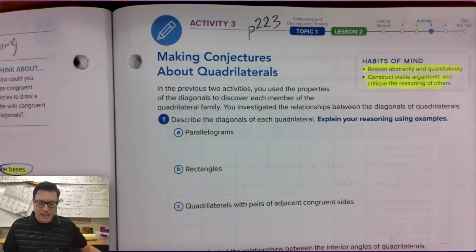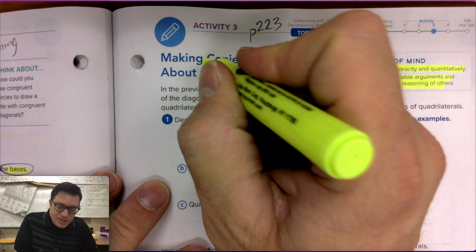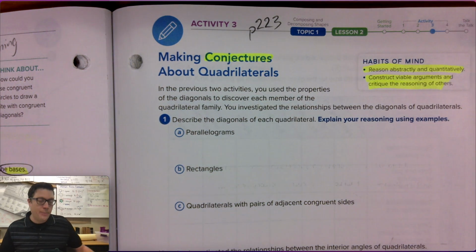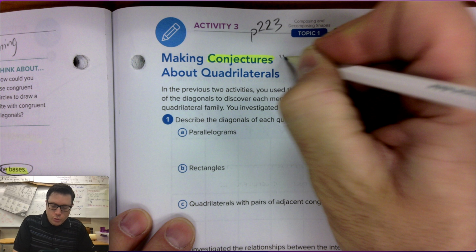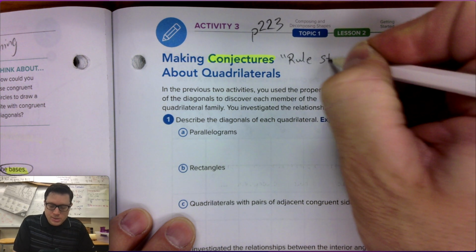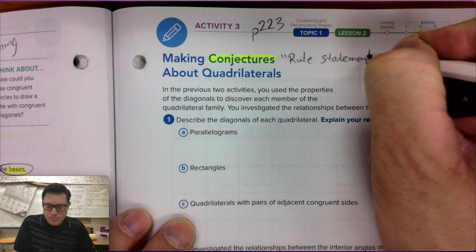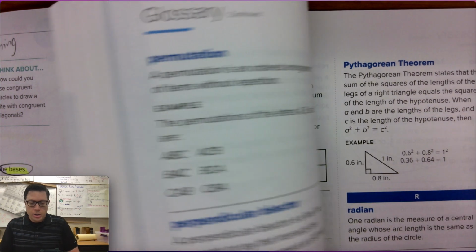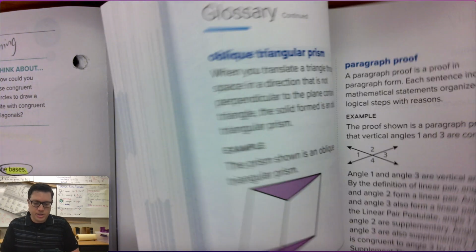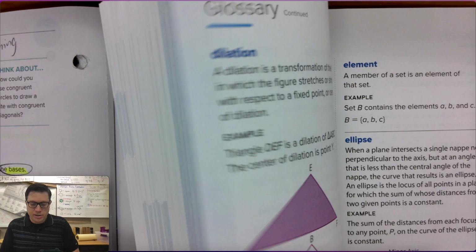And so this is a high-level vocab word. This is what geometry is all about. We're going to make conjectures, or that's a rule statement. That's what a conjecture is. If you weren't sure what a conjecture was, you could flip to the glossary section and find conjecture and then read it directly from there.